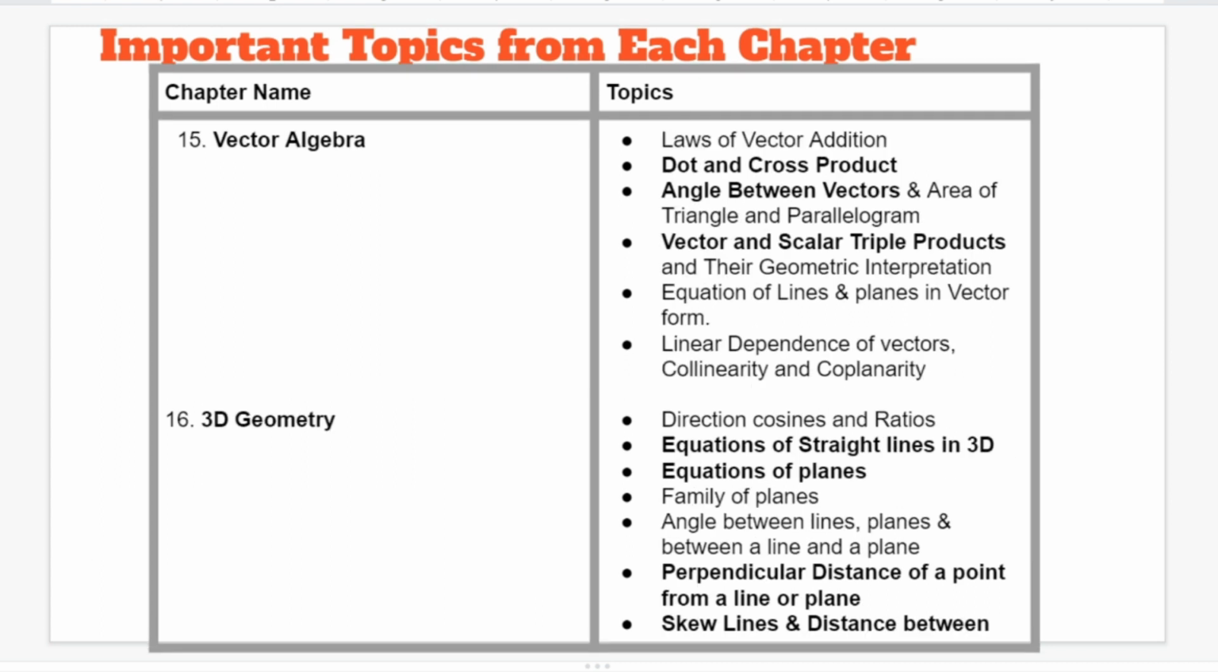Coming to next, that is vectors. Vectors again, usually product of vectors, that is cross and dot product, will be asked. Angle between vectors, vector and scalar triple products are very important topics in this. Their geometric interpretation, like scalar triple product is shown as the volume of the parallelepiped. Then also linear dependence of vectors, like collinearity of vectors, coplanarity of vectors.